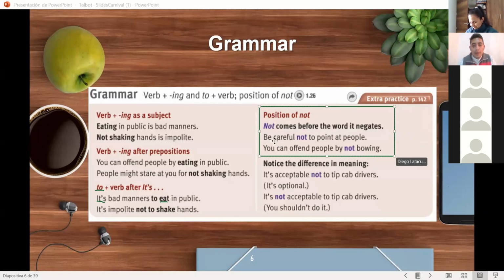Okay. The next one. Be careful. Be careful not to point at people. You can offend people by not bowing.